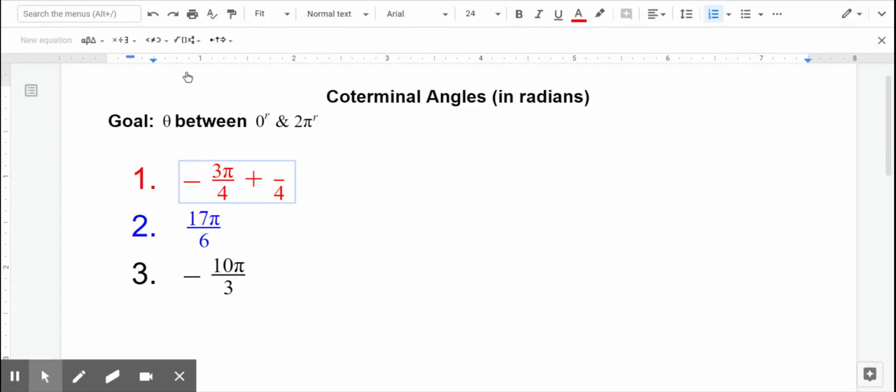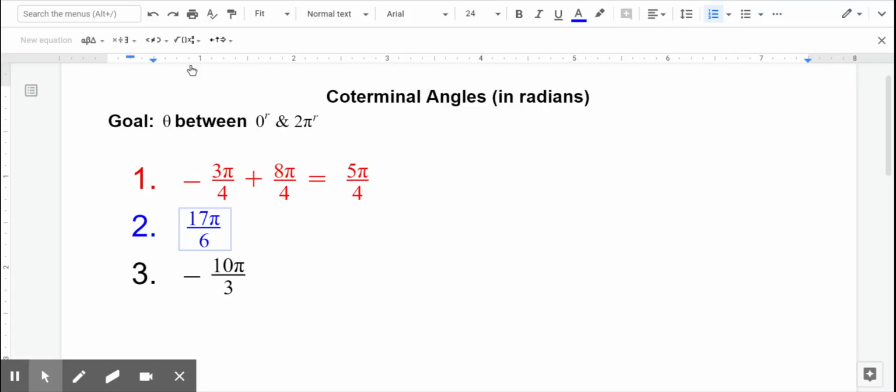We make it a 4. Now we need a numerator, so it's going to be double 4, which is 8. And now we get 8 pi over 4. All right, so now we're going to add that together. Now that we have like denominators, we can just add the numerators. So we get negative 3 plus 8, which is 5, and that's 5 pi over 4. That is definitely between 0 and 2 pi because 5/4 is between 0 and 2. All right, let's keep going.